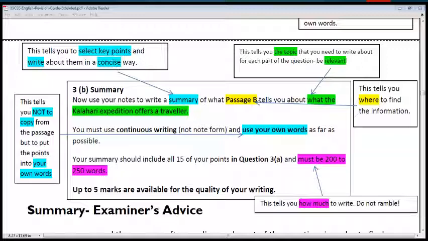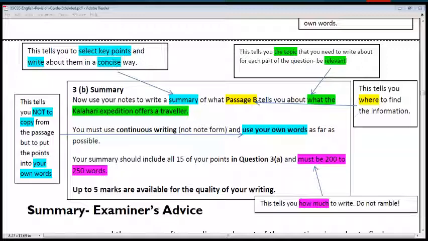The summary should include all 15 of your points in question 3A and must be 200 to 250 words. Up to 5 marks are available for the quality of your writing. The first highlighted part in blue tells you to write a summary. This tells you to select key points and write about them in a concise way.